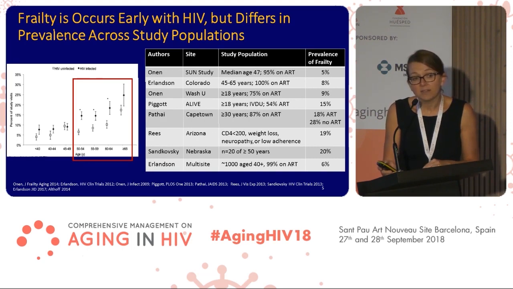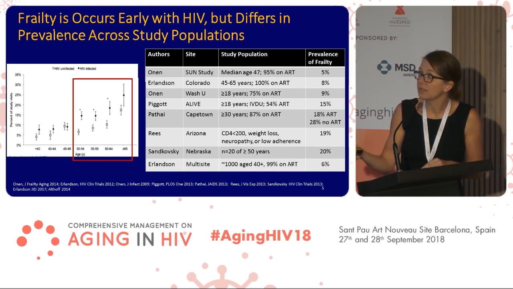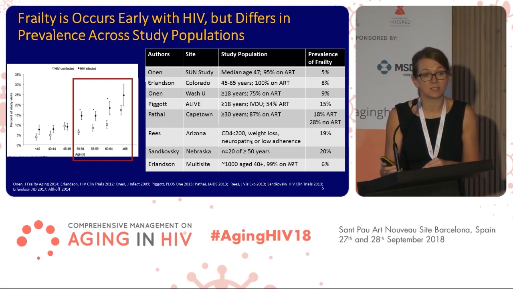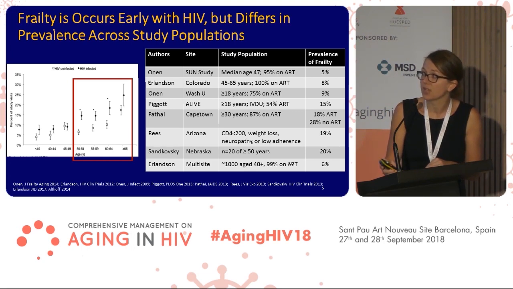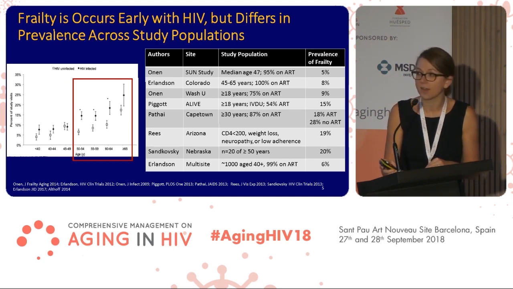We also see that frailty tends to occur at an earlier stage in people living with HIV. And you can see again, this is from the Multicenter AIDS Cohort Study, that starting at about age 50, there's a separation with increasing frailty in the men with HIV, shown in the filled in circles, compared to the open circles that are men without HIV.